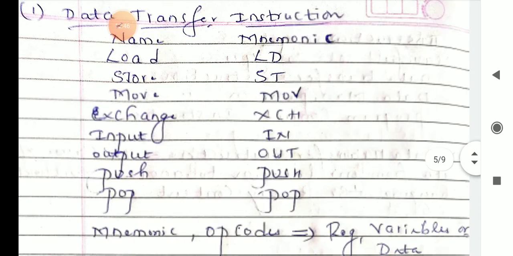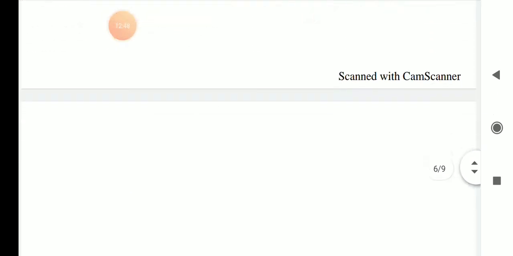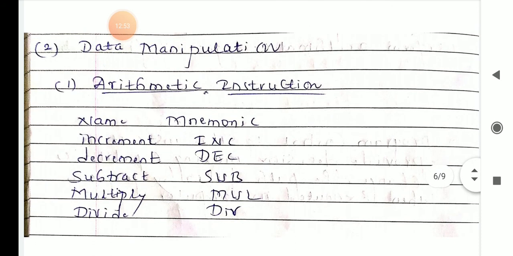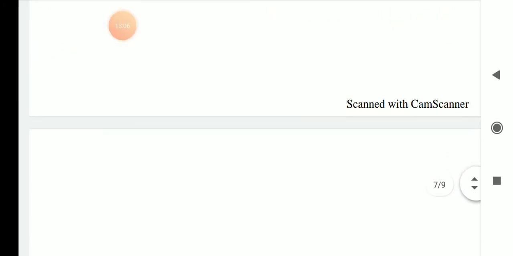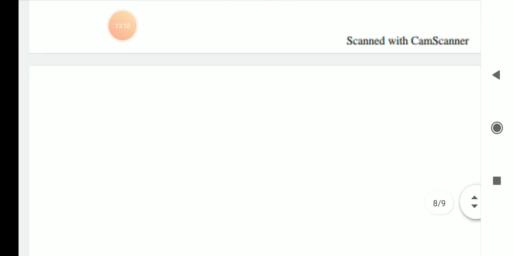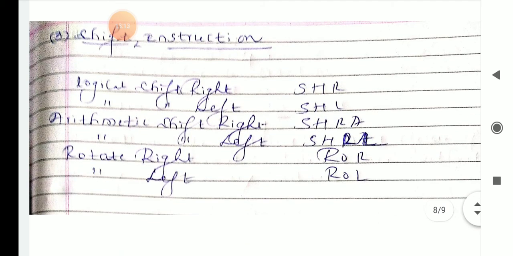Next, the second one is data manipulation. What is data manipulation? By using data manipulation, you can manipulate the data in three ways. First one is the arithmetic instruction. Second one is the logical bit manipulation. And third one is the shift operation.